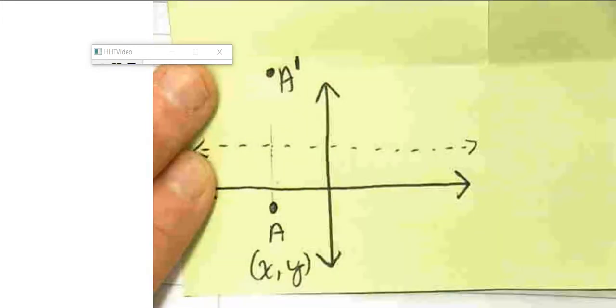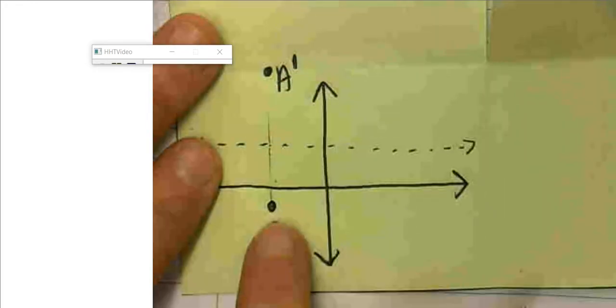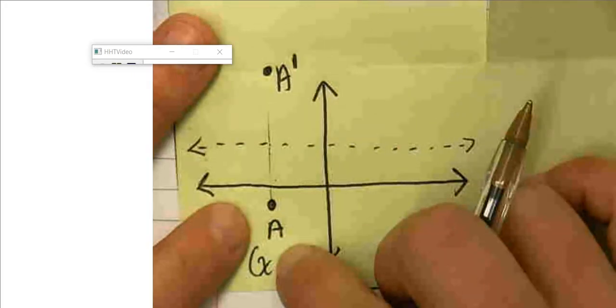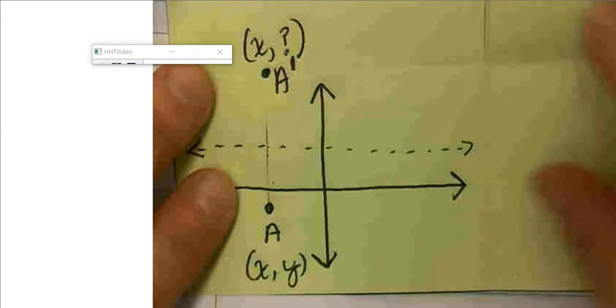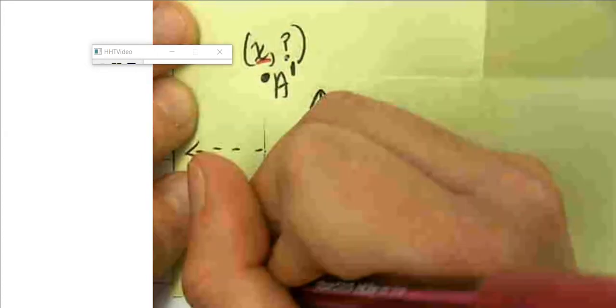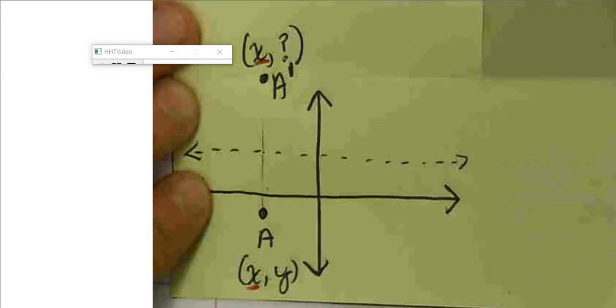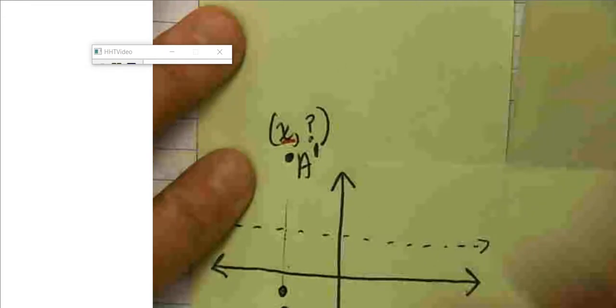I'm going to call it A prime. And notice that I didn't shift this point left or right. I only moved it up or down. So what's going to happen is that the x value will remain the same, but the y value will become something else. That's the thing I want you guys to know: if you're reflecting across a horizontal line, the x value stays the same, but the y value changes. So that's what I want you to write up here.